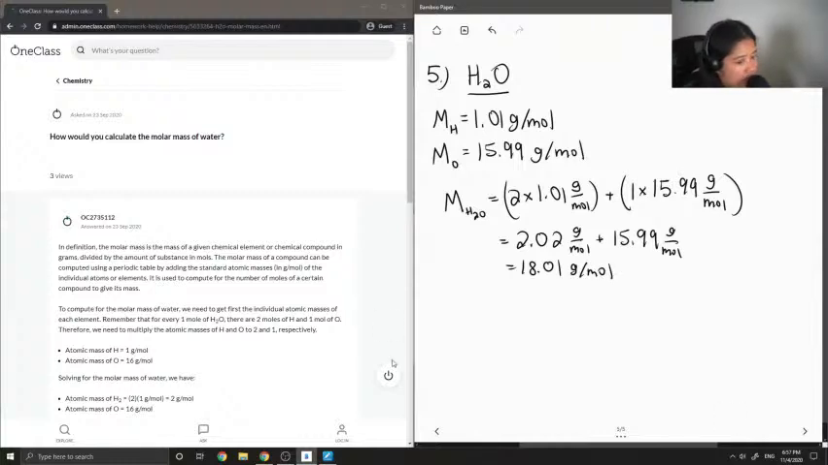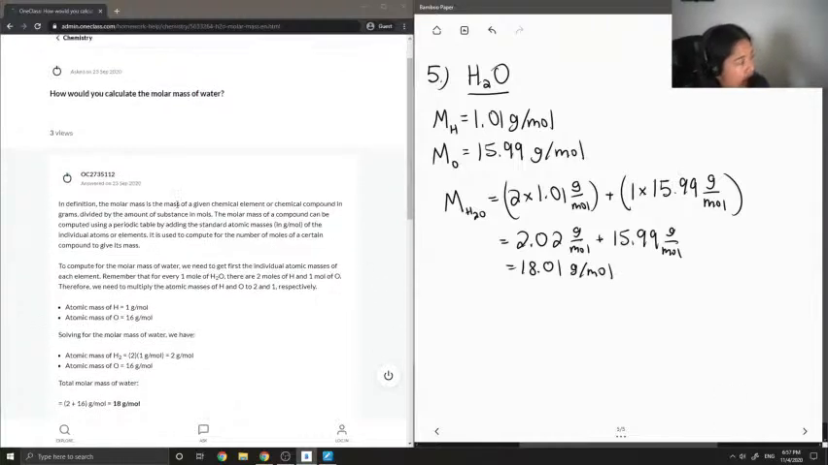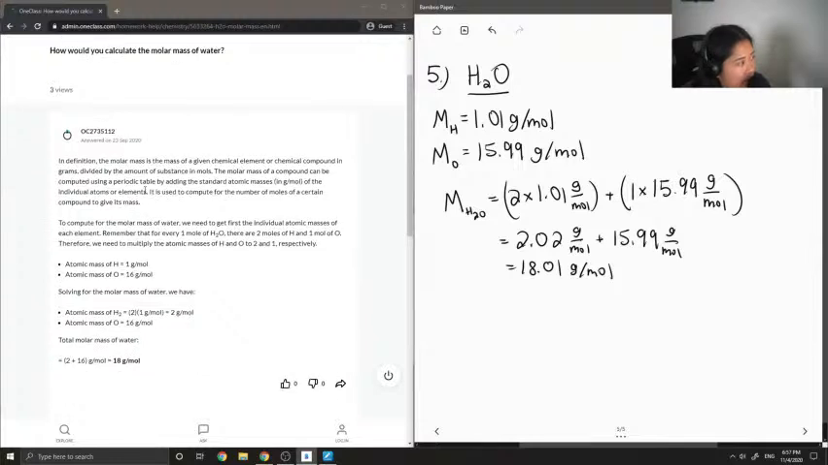Let's see what our junior tutor said. In definition, the molar mass is the mass of a given chemical element or chemical compound in grams, divided by the amount of substance in moles. The molar mass of a compound can be computed using a periodic table by adding the standard atomic masses in grams per mole of the individual atoms or elements. It is used to compute for the number of moles of a certain compound to give its mass.